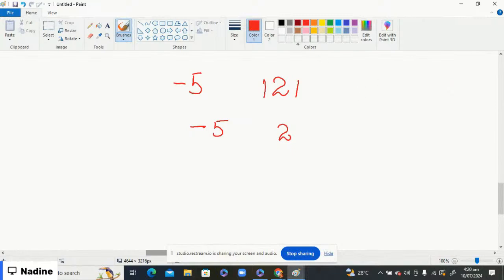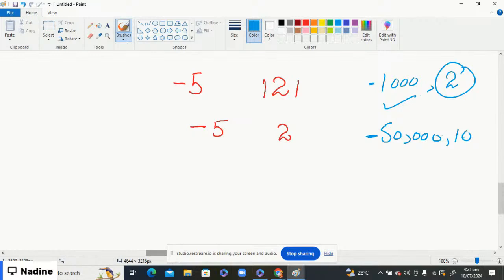For example, here is 1000 with negative sign and here is 2. So which one is greater? 2 is greater as compared to this 1000, because the 1000 has a negative sign. Same case, for example, here I'm going to write 1000 with negative sign, and here is 10. So which number is greater? You guys tell me. Negative 1000 is greater or 10 is greater? Yes, obviously 10 is greater. So from here, this is minus 5 and here is 2. It means that minus 5 is less and 2 is greater. Understand?